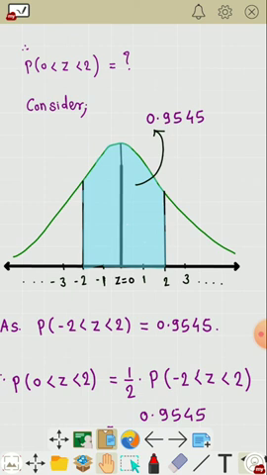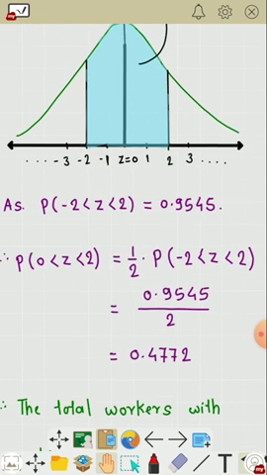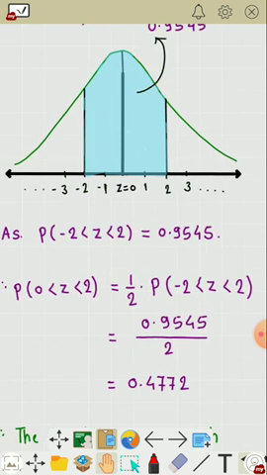From this curve we observe that the probability of z greater than -2 and less than 2 is equal to 0.9545, as we have seen earlier. But we want to find the probability of z from 0 to 2, and that probability is exactly half of the probability of z from -2 to 2, and therefore it is equal to 0.9545 divided by 2, and it is equal to 0.4772.